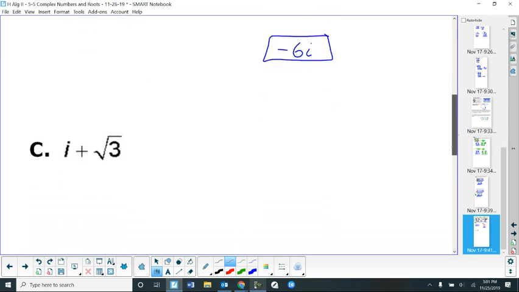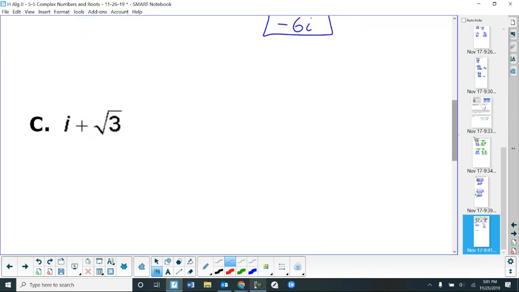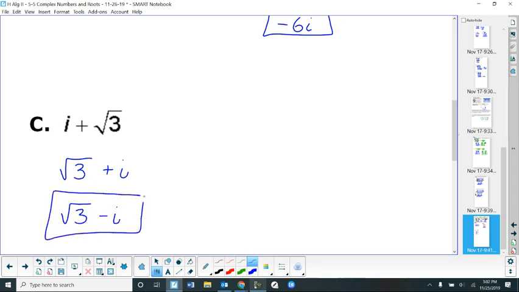On part C, I caution you because it's not written in what I call standard form. Standard form for complex numbers, you should always put your real part first. So the real part is the square root of 3. So this should be written as square root of 3 plus i. That's how I would write it. So then the complex conjugate would be square root of 3 minus i. And you're done. So that's all they wanted you to do there.